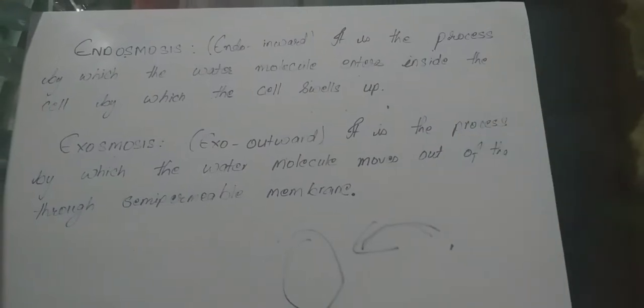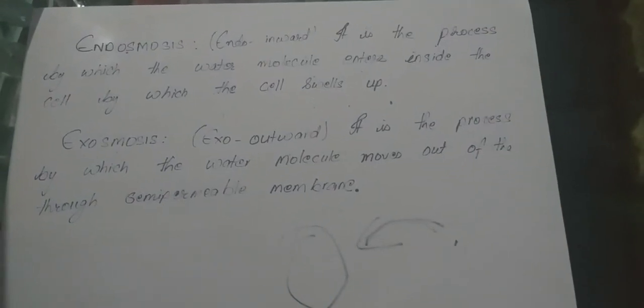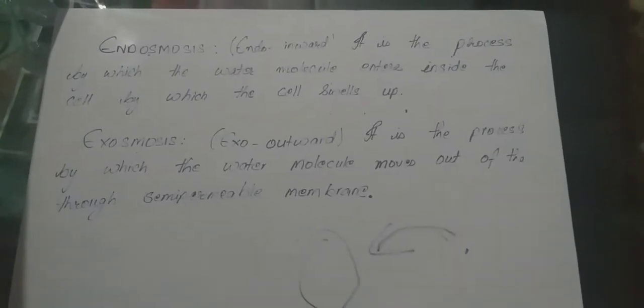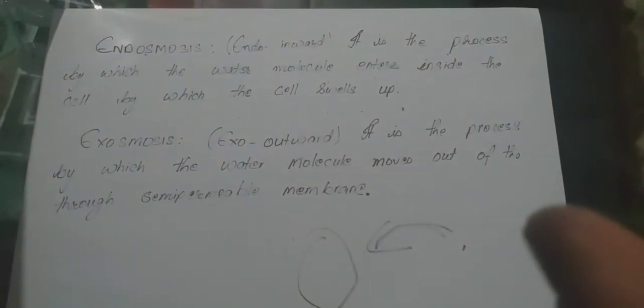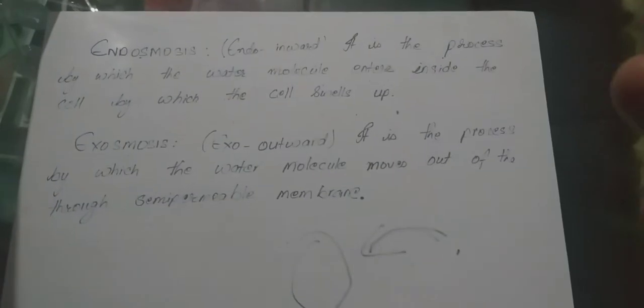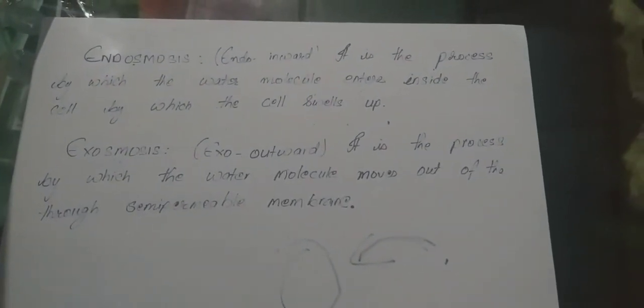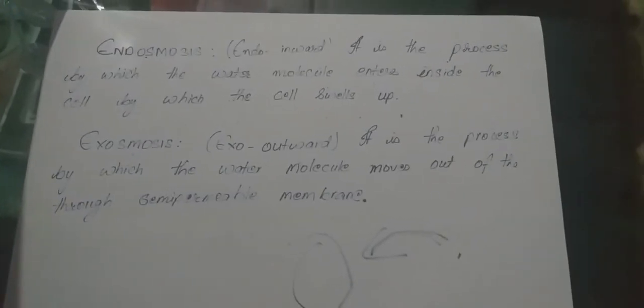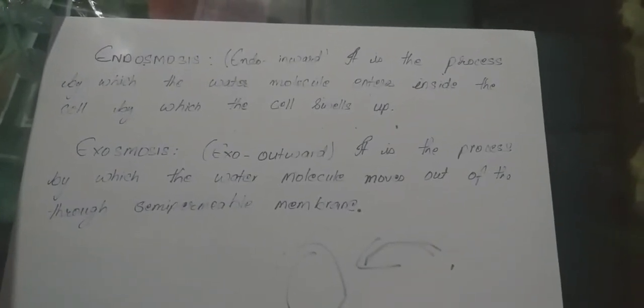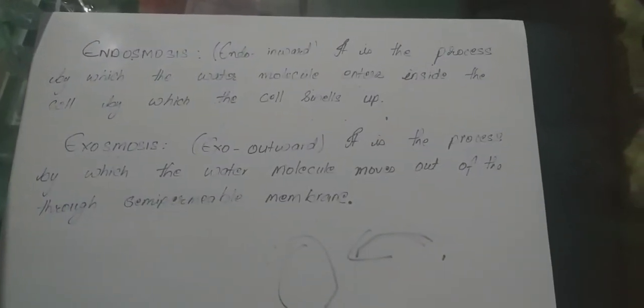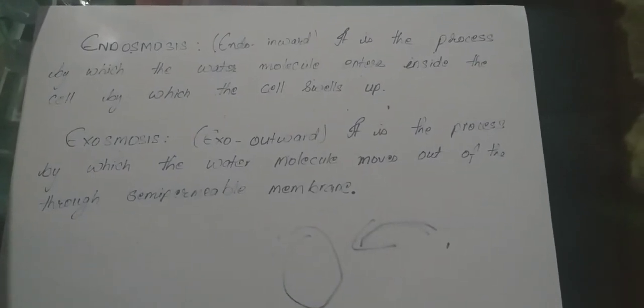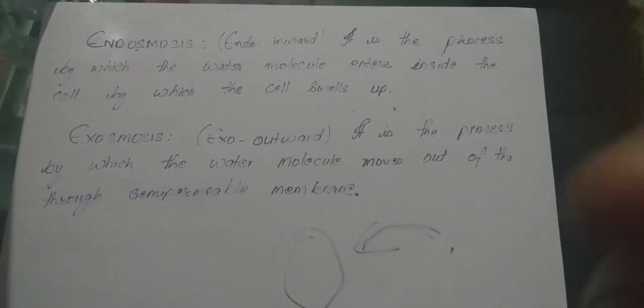Whereas exosmosis is the process by which water molecules move out of the cell through a semi-permeable membrane. Is it clear? So endo means inward flow of water molecules and exo means outward flow of water molecules.